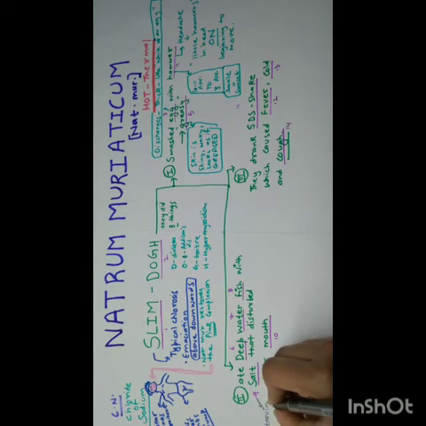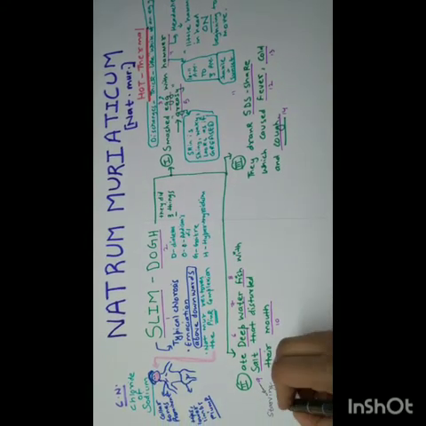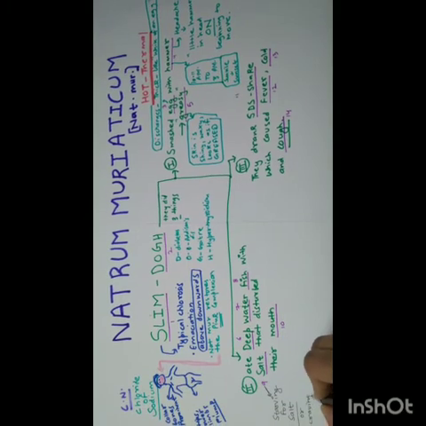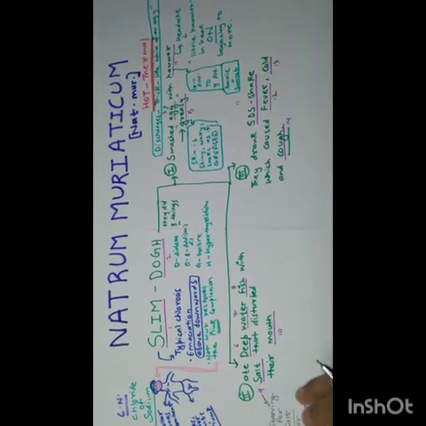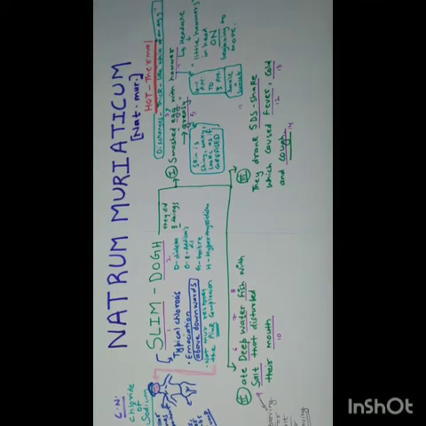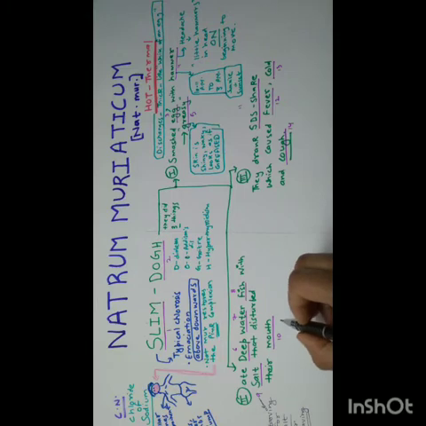Now coming to the second point. Let's start with the salt. In the body there is a deficiency of salt, and hence there is a starving for salt, or the typical symptom of craving for salt that is seen in the Natrum Muriaticum patient. Now we have mouth.